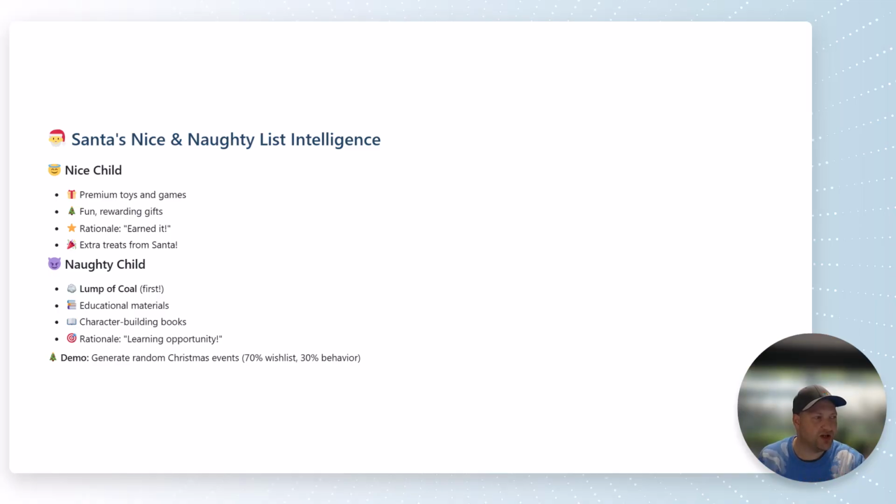Again, naughty or nice, I think we showed this in the demo, but if you were nice, you would get things like fun, exciting, rewarding gifts. If you were naughty, you would get lumps of coal, like education materials, for example. The AI agent was able to adjust the recommendations based on their behavior history that was queried directly from Drasi as well.